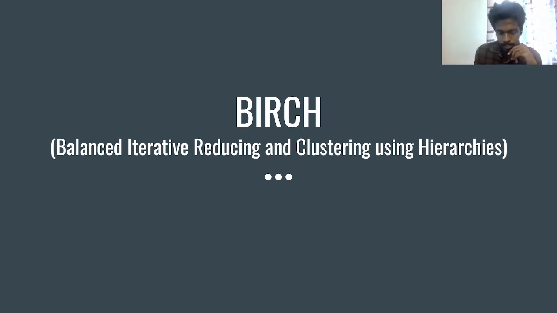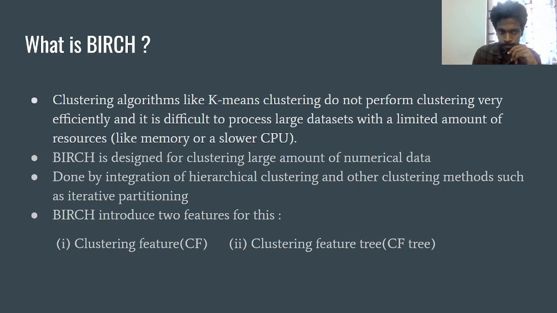Let's talk about hierarchical clustering. The algorithm starts with single point clusters, where every point in the dataset is considered a cluster. Then it groups the closest points into separate clusters and continues until only one cluster remains. That is the basic understanding of hierarchical clustering. Now let's get into what BIRCH is. Clustering algorithms like k-means do not perform clustering very efficiently. It is difficult to process a large data set with a limited amount of resources like memory or a slower CPU. This is why we use BIRCH.